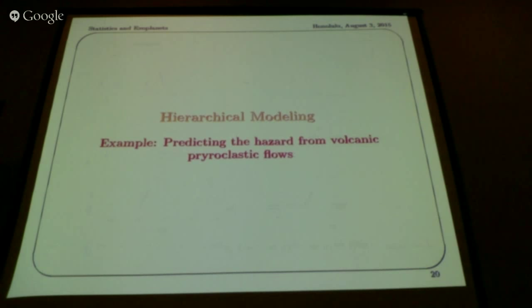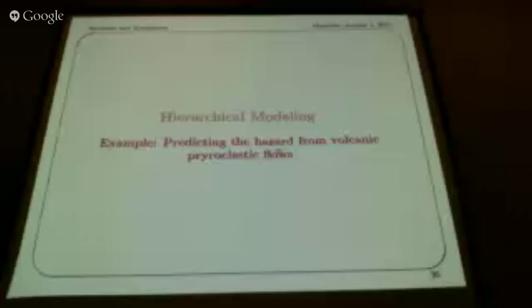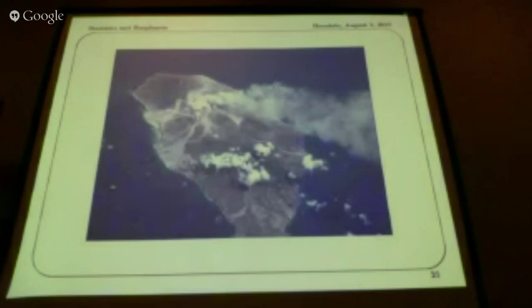All right, hierarchical modeling. I think you're going to be hearing a lot about that. I thought I'd just do a very simple example for those who haven't seen it before. Then maybe the more complex examples would be easier to follow. This is an example of predicting the hazard from volcanic pyroclastic flows. Here's Montserrat Island in the Caribbean, and here's a volcano, and these little gray things that you see going down there are pyroclastic flows from the volcano. This gray one right over here destroyed the capital city of the island. This gray one over here, there's an airport underneath there. So these are kind of nasty things.